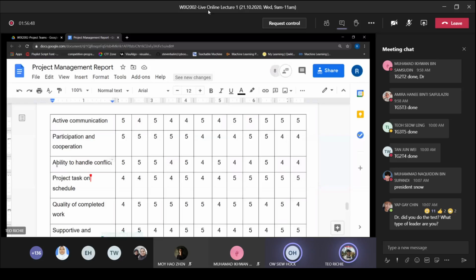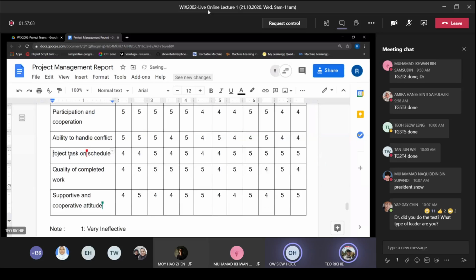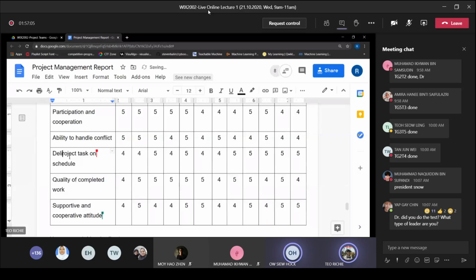Okay. Ability to handle conflict. Yeah, that's good. That one is important. Always, these are things that will happen. Project task on schedule. You should put deliver project task on schedule. Deliver. Okay. Quality of completed work. Yes. Work or task. Okay. Supportive and cooperative attitude.